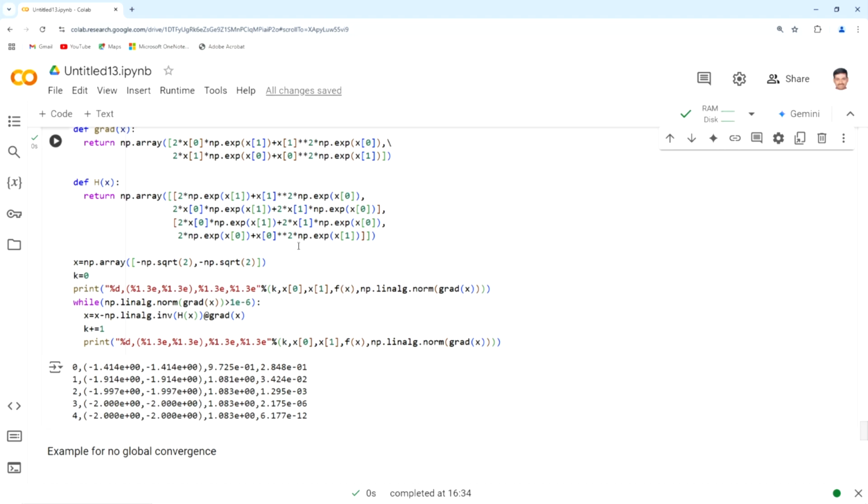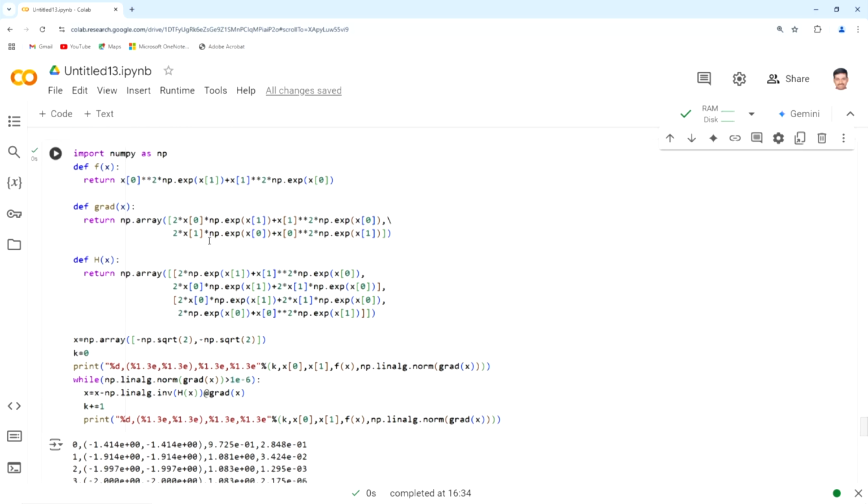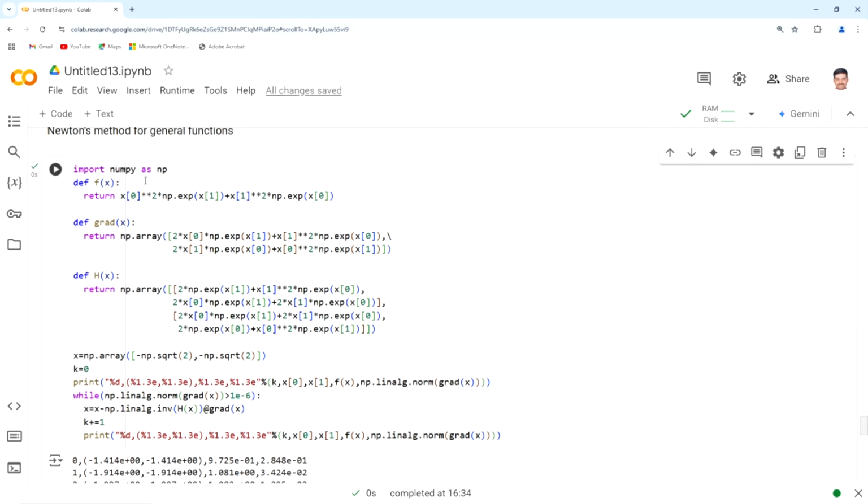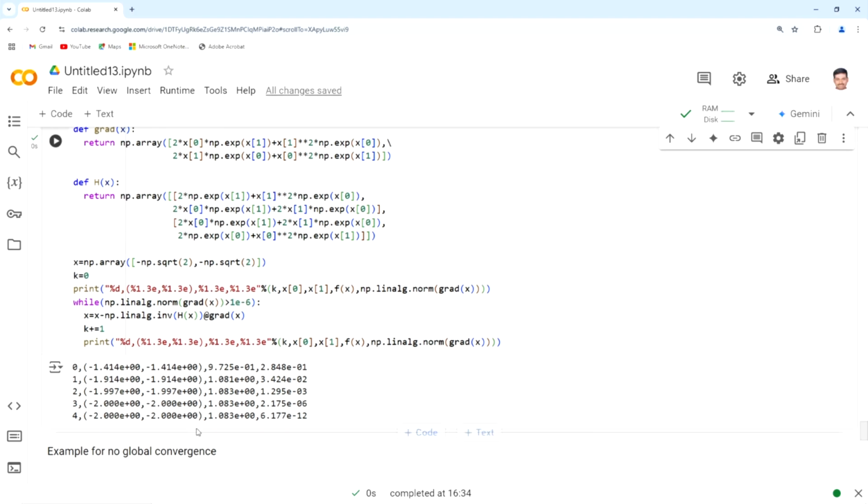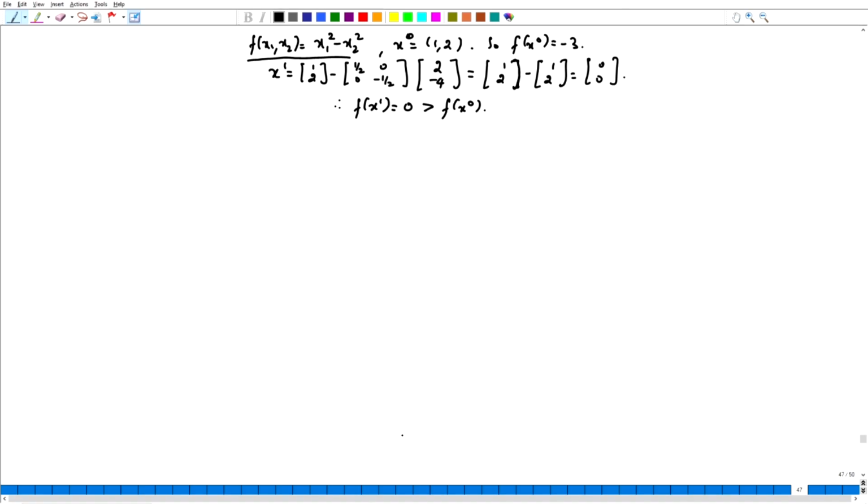Okay. I will show you what actually happens. So, I have given an initial point, and it turns out that the Newton's method algorithm has actually converged to a different point, which is not the minimum. Okay. So, why was that the case? Let us analyze what is actually happening analytically.